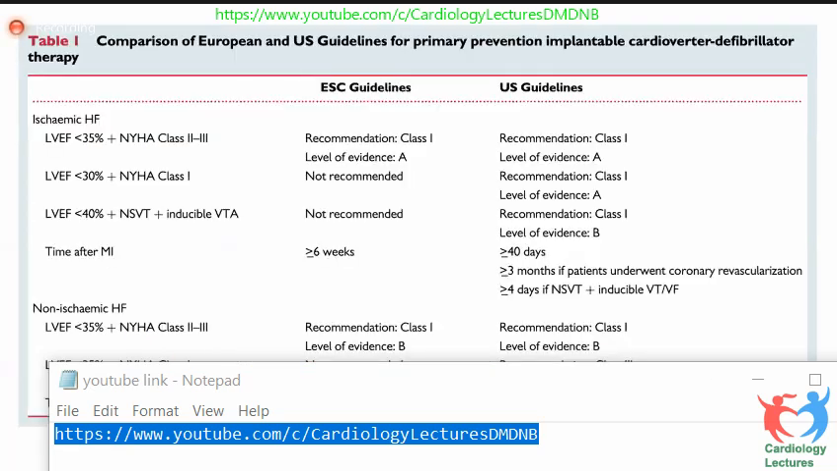How about the European guideline? This table actually gives us a direct comparison of the ESC guideline and the US guideline. Essentially, New York Functional Class 1 and non-sustained VT and inducible VT during electrophysiology study is not recommended in the ESC guideline. But it was a Class 1 and a class 1A and class 1B respectively in the US guideline.